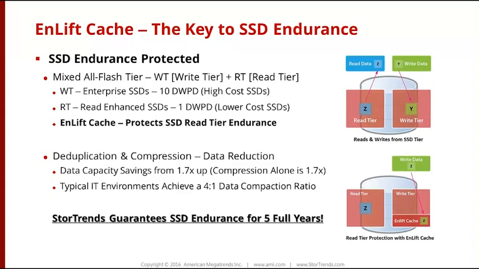So it would be 4 of the 10 drive writes per day and 12 of the 1 drive writes per day in that 16 bay array. That would give you the right mixture that you would need for your reads and your writes. But it would also allow for the cost to be reduced so that the value shows up in that box and it's something that you can afford to put in your infrastructure.